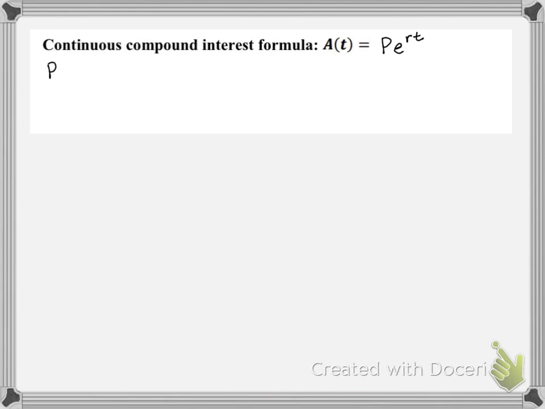And again, the variables mean the same thing, so P is our principal, R is our annual interest rate, and T is the time in years.